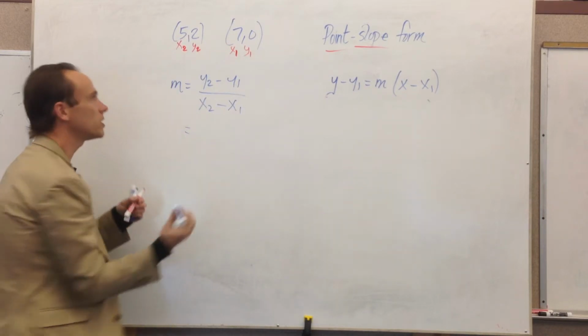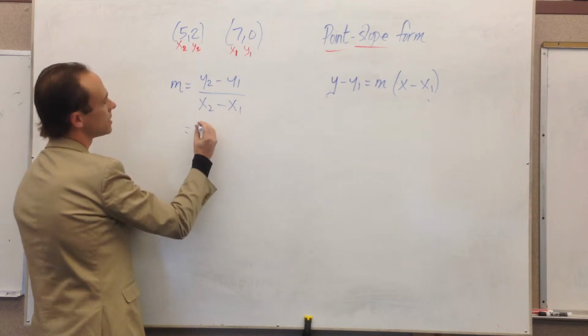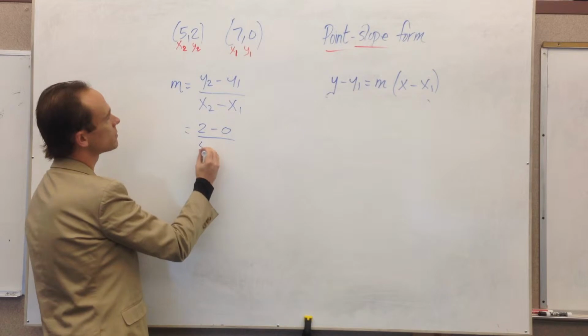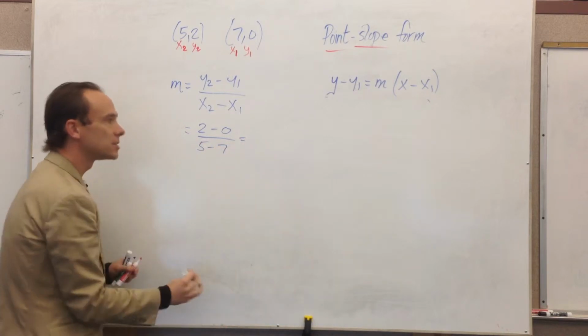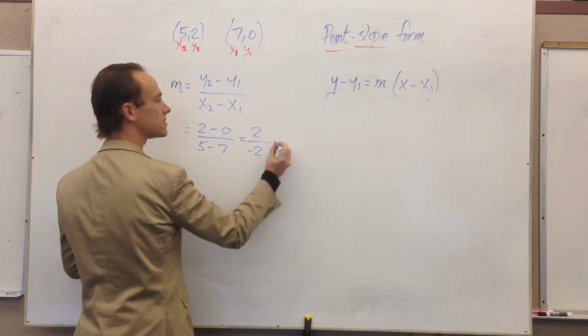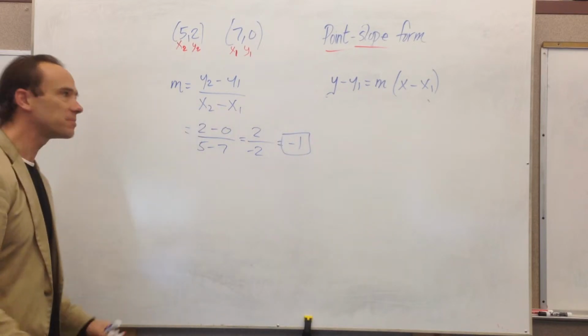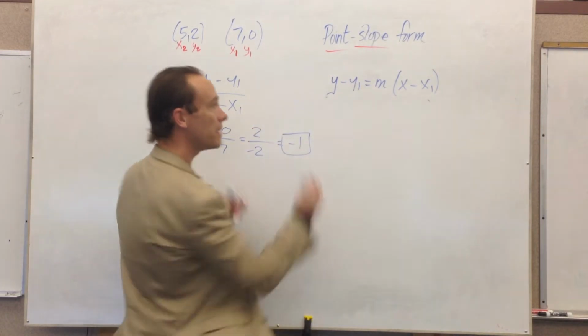Let's get it. Come on. We're almost there. Let's substitute in. I got 2 minus 0 over 5 minus 7. 2 minus 0 is 2. Negative 2, which is negative 1. Boom! That's our slope. But look at the formula. I'm going to rewrite that.